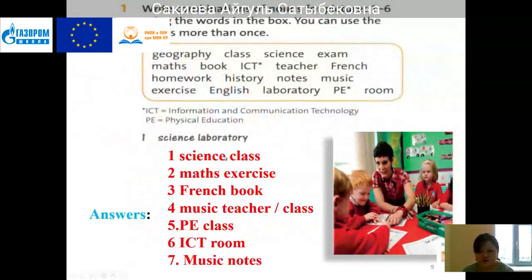I have got some answers here, just check with your answers. Just compare. First, science class could be, yes. Math exercise, it was correct. French book, music teacher or music class, PE class, ICT room, and music notes. Okay, did you all have the same answers? Yes, okay, Amir, good.